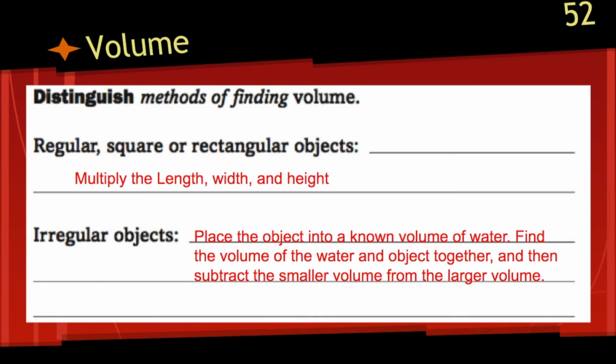To do this, you're going to place the object into a known volume of water, find the volume of the water and the object together, and then subtract the smaller volume from the larger volume.